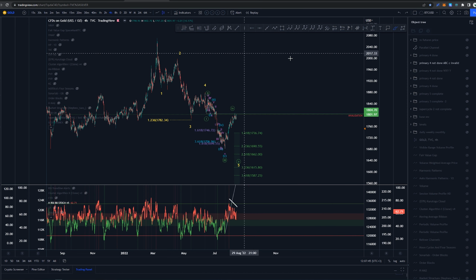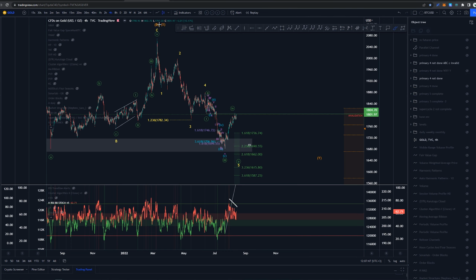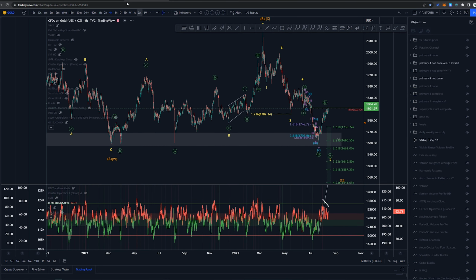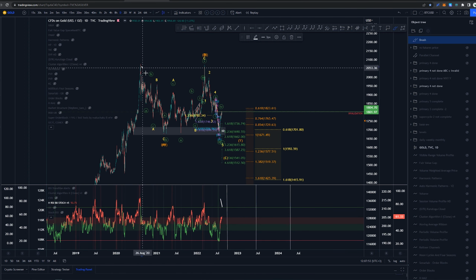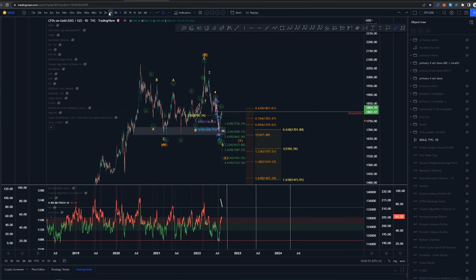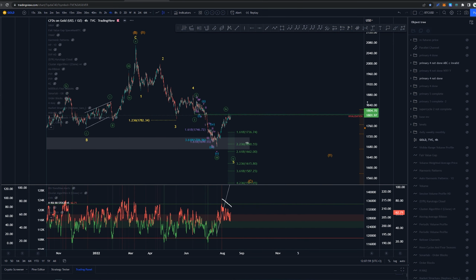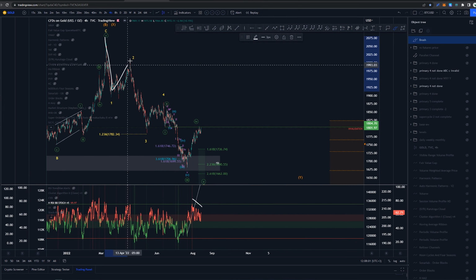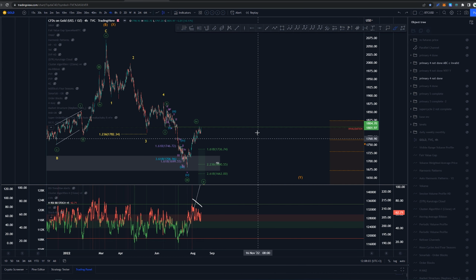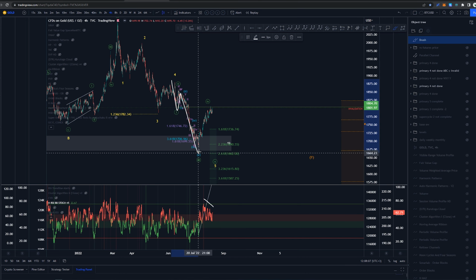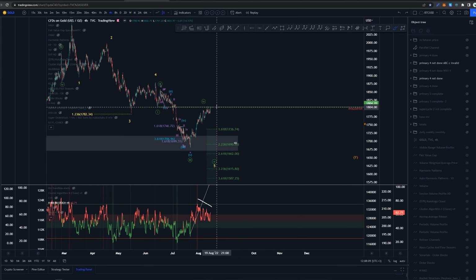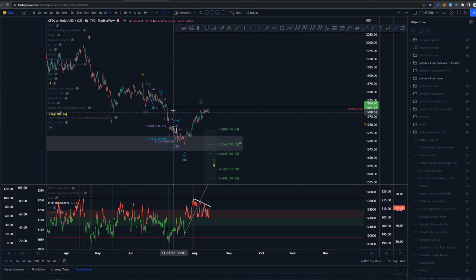Overall, what we had on this one was the idea that we were on this larger, let's go to daily, maybe see this whole structure as A, B, and C. And then here we would be looking for a 5-wave structure. So in this scenario, we would have this as 1, 2, 3, 4, and 5. And on the last fifth, we would be looking at this as 1, 2, 3, 4, and 5. However, that is no longer a possibility, at least in the sense of impulse wave.